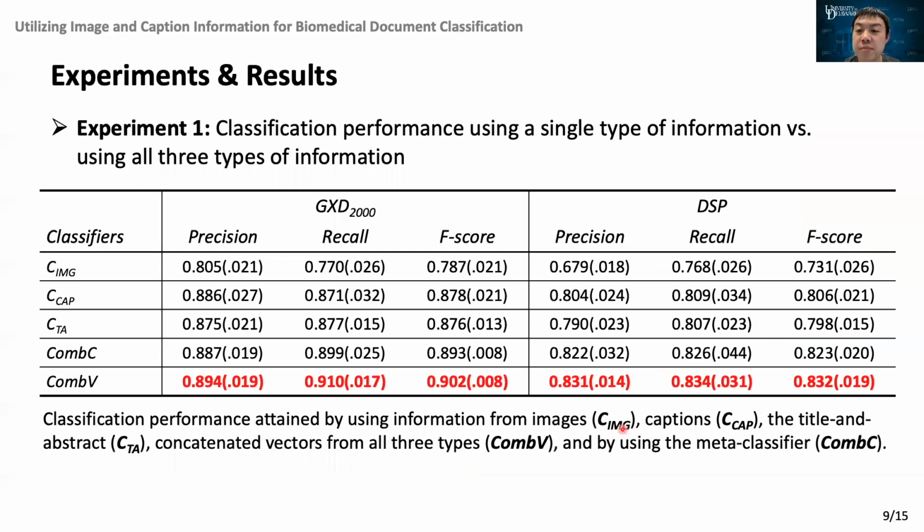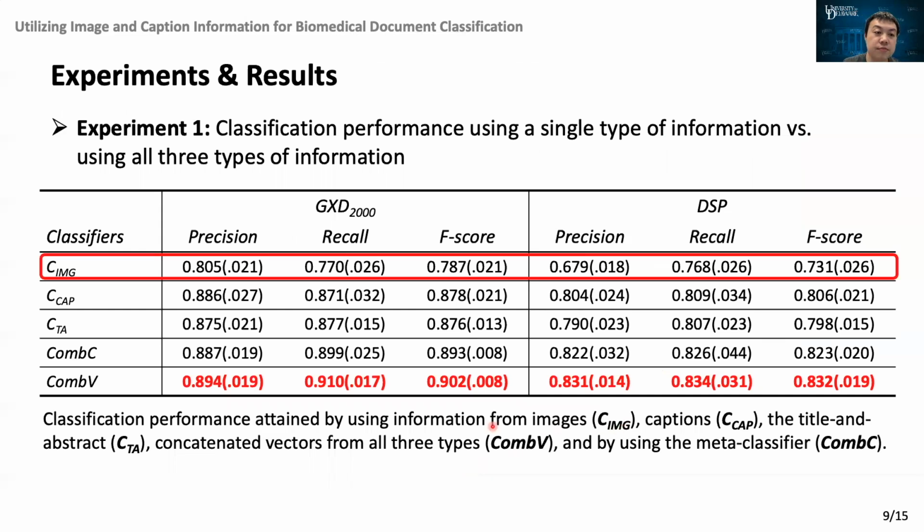In our first experiment, we compare the classification performance obtained when using only a single type of information, with the performance when using all 3 types of information. From this table, we can see our classifier, CImage, utilizing the figure words alone, attained an F-score of 78% over the GXD2000 dataset, and an F-score of 73% over the DSP dataset.